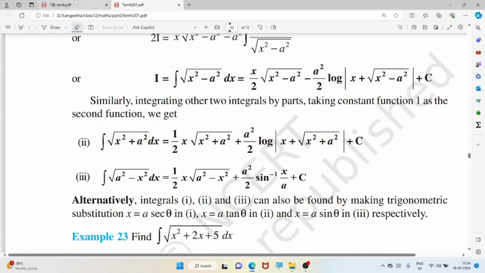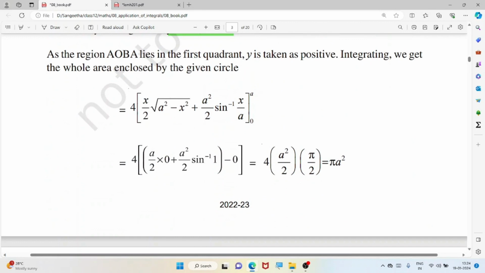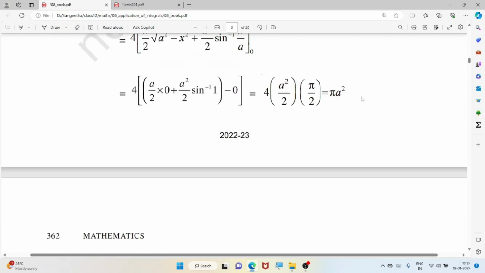Now we have to apply limits to this answer. How to integrate it, you should refer to chapter 7. So now, from the without-limit result, we have to apply limits here, 0 to a, other things are the same, then after applying limits you will get this.